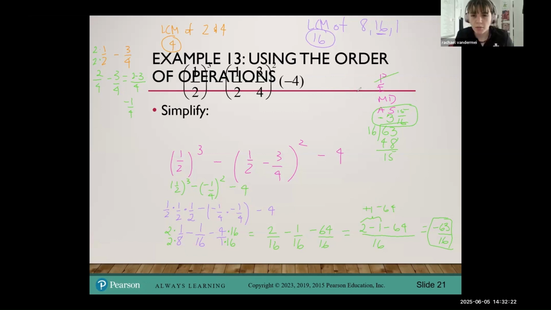Wait, where did the 48 come from again? Oh, I multiply 3 times 16. Okay. 3 times 6 is 18, carry the 1. So 3 times 1 is 3, plus 1, 48. Okay.